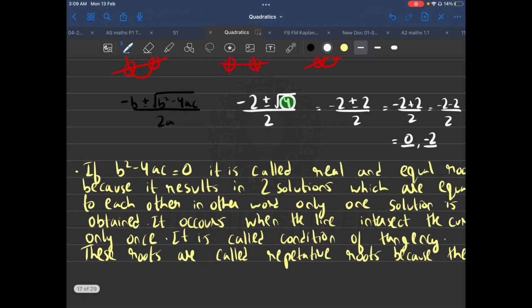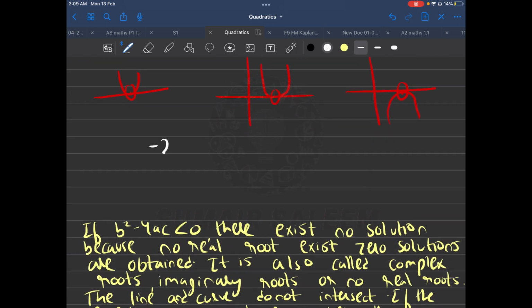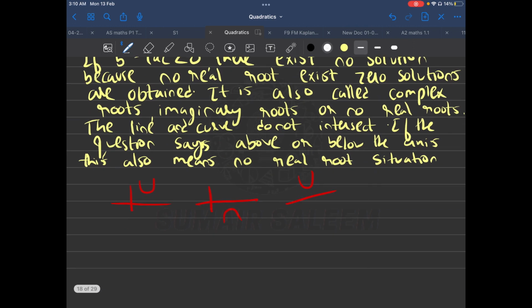Now see here, this one. Let's suppose it's minus 2 plus minus under root 0 upon 2. How many answers am I getting? Minus 2 upon 2. That's one. In short, this b square minus 4ac, if it's 0, how many answers am I getting? 1. Then, one last case. Let's suppose minus 2 plus minus under root minus 4 upon 2. Under root minus 4 is not possible, which means no root.